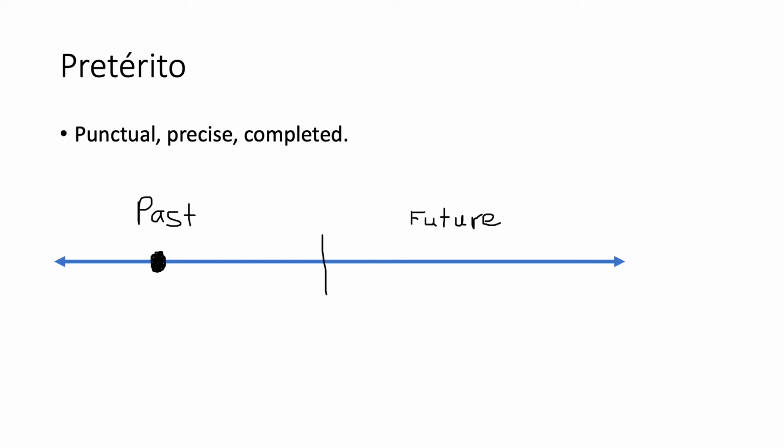Preterite, if you're looking at the timeline below, preterite is going to be a dot in the past on the timeline. It's referring to something punctual, precise, and completed. Probably the most useful word for preterite, though, is the word specific. Is it referring to a specific instance or moment or occurrence in time?